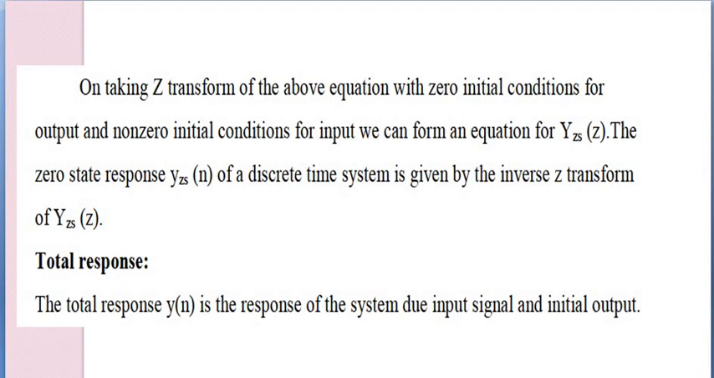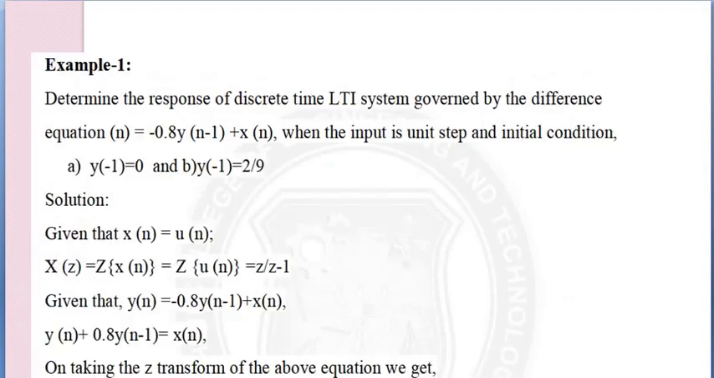Total response. The total response y of n is the response of the system due to the input signal and the initial output. Example: determine the response of a discrete time LTI system governed by the difference equation y of n equal to minus 0.8 y of n minus 1 plus x of n, when the input is a unit step and the initial conditions are y of minus 1 equal to 0 and y of minus 1 equal to 2 by 9. Given that the input x of n is equal to u of n.